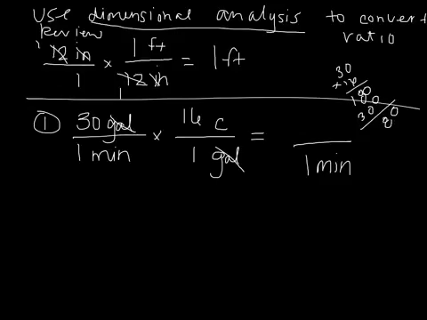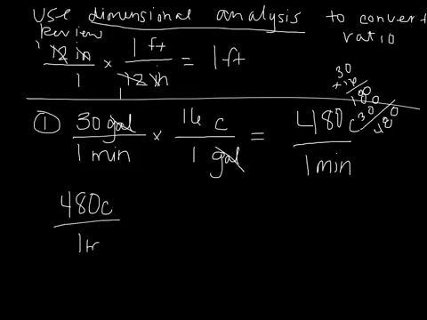0, 8, 4. Okay, so I would get 480 cups per 1 minute. But that's not what our directions told us. Our directions told us we needed to do cups per second. Okay, so now I have 480 cups per 1 minute.